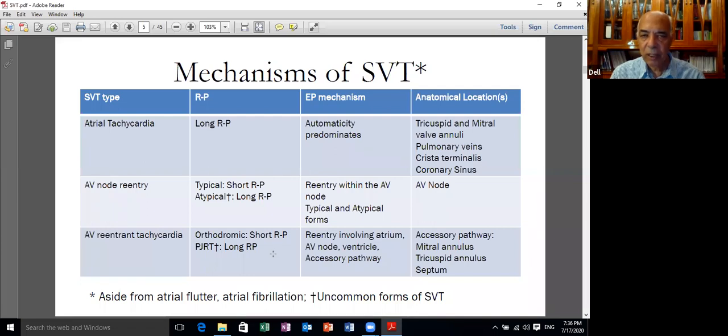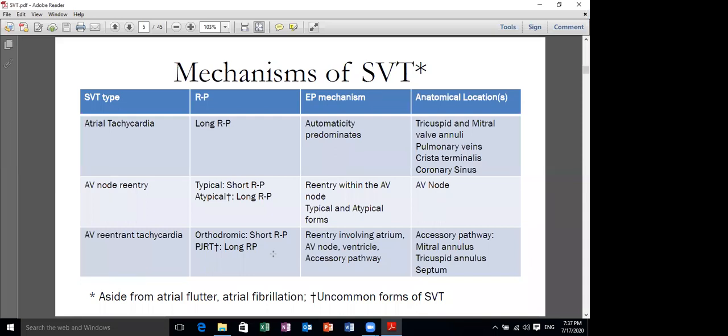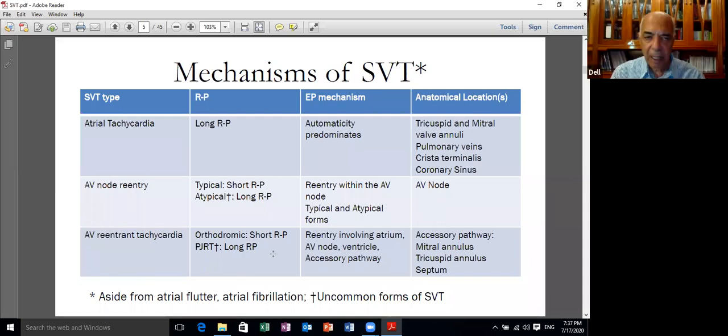And usually the foci responsible for atrial tachycardia are located around natural holes or natural defects, like the tricuspid annulus, the mitral annulus, the pulmonary veins, the crista terminalis, or the coronary sinus. In AV nodal reentry tachycardia, there are two types. The typical one is associated with a short RP tachycardia, and I will explain that. And the atypical is a long RP tachycardia, and this is due to reentry around the AV node.